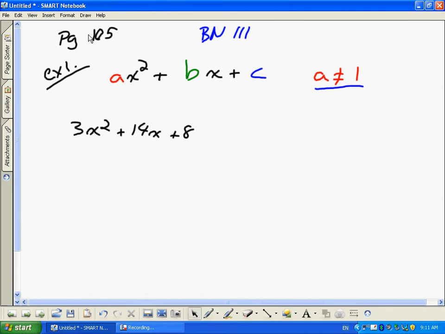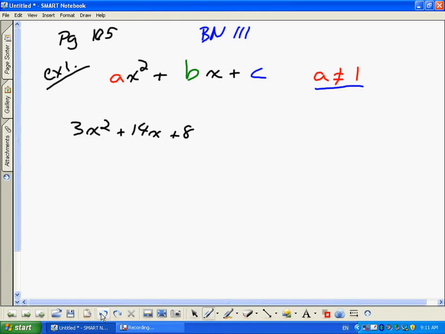So example 1, they've given us 3x squared plus 14x plus 8. We need to be able to factor this one. We're not going to be able to use the style we did yesterday where we just took two numbers that multiply to 8 and then add to 14. That's not going to work because we have a new value in front of our x, okay? Because the coefficient of x squared is not 1, this style is not going to work. We're going to have to learn something different.